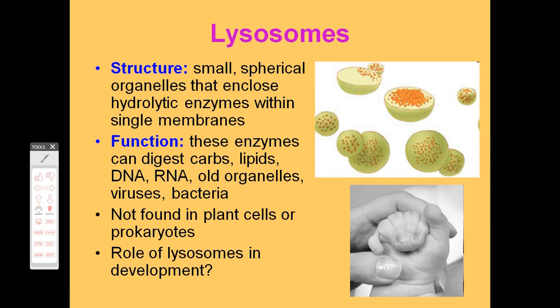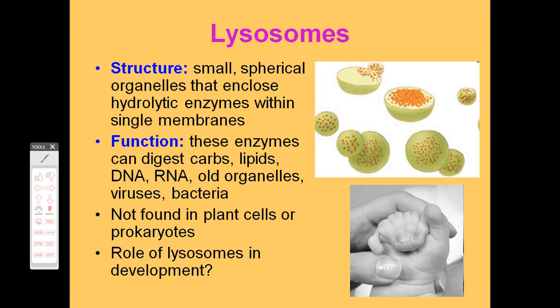Next we have the lysosome, and the lysosome is just a small little spherical sac that's going to contain really strong digestive enzymes, and you can see them right in here. These are these little orange dots. So you see all these little particles that are getting dissolved in there by these digestive enzymes. They're very strong. Typically they digest different carbs, lipids, DNA, RNA, old things that we need to get rid of, sometimes viruses and bacteria. And interestingly, they're only found in animal cells.